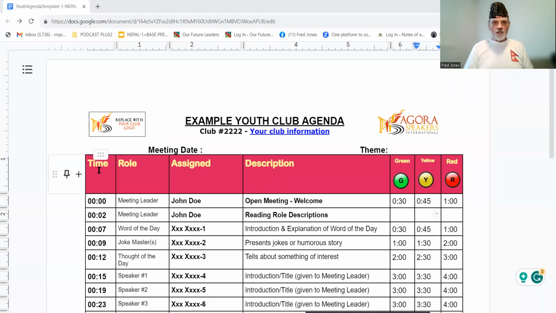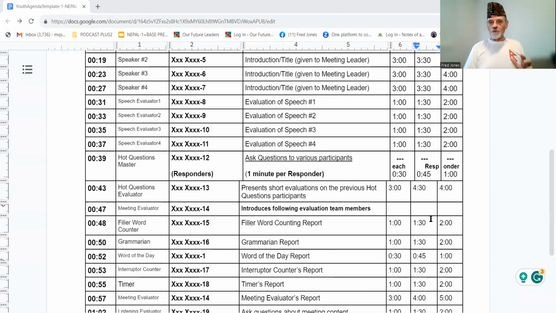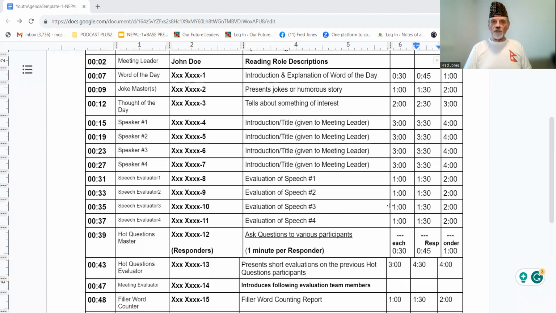So this is a template for an agenda. You'll notice you have different columns: the start and end time of each session, the different roles, who is doing the role, who's assigned to it, their names if we have people assigned, the description of the role, and then the timing. If there's a 1 minute role, the green light would go on at 30 seconds, the amber or yellow light at 45 seconds, and the red light at 1 minute. And that is shown for all the different roles, for the roles that take 4 minutes, and other roles that might take different lengths of time, up to maybe speeches that could take up to 7 minutes or whatever.